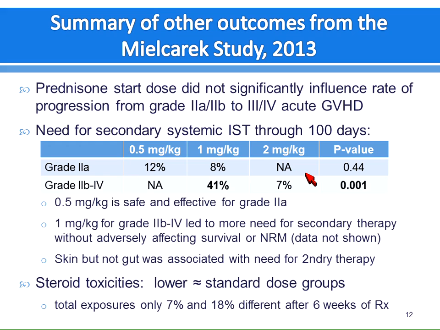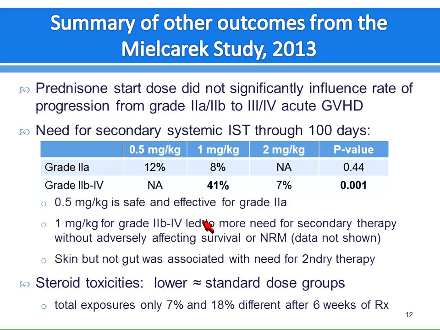So the conclusions then, what I haven't shown you here is that if you started at a lower dose of prednisone, it really didn't influence the survival rate, or the rate of progression from grade 2A or 2B to the more severe grades of acute GVHD. And the need for secondary systemic therapy was not significantly different in the grade 2A patients, whereas if you were more severe at onset, the grade 2Bs to 4s, if you started at 1 per kilo, there was a higher rate that was significant for needing secondary systemic therapy.